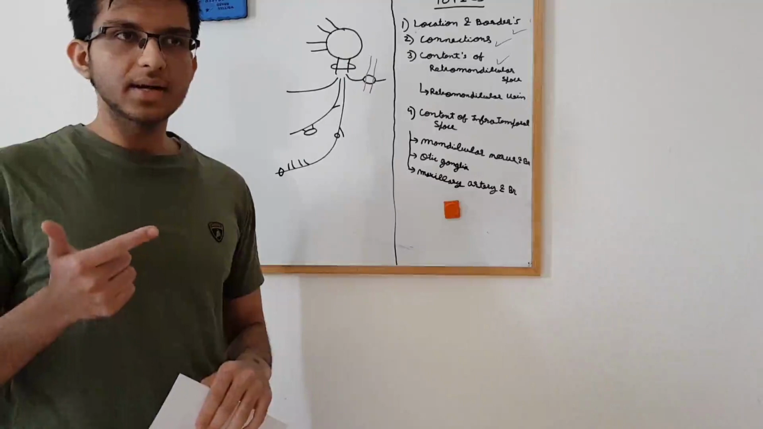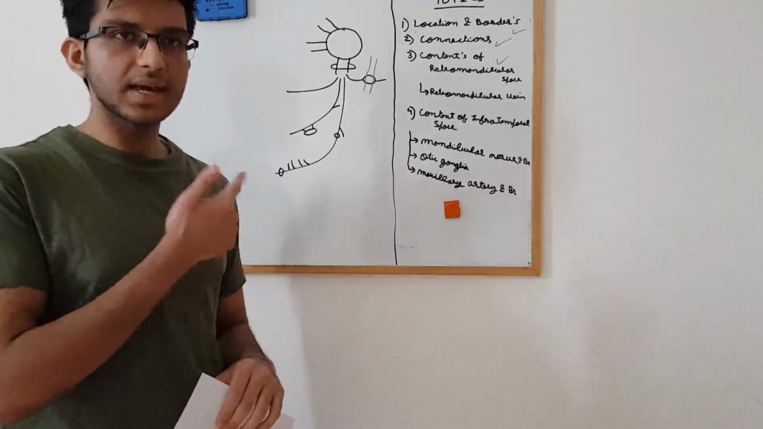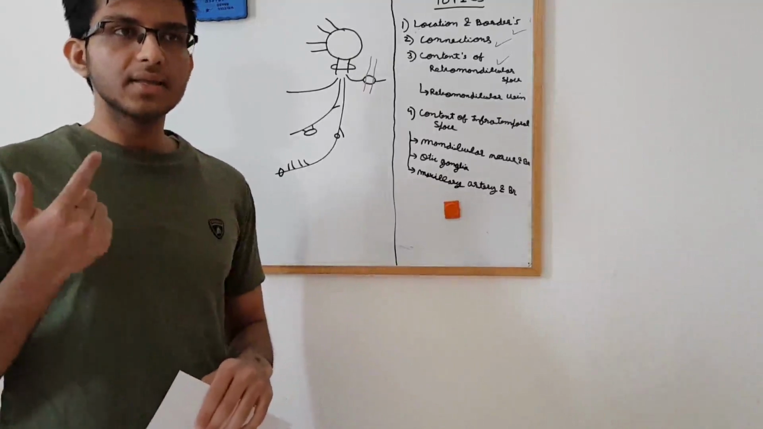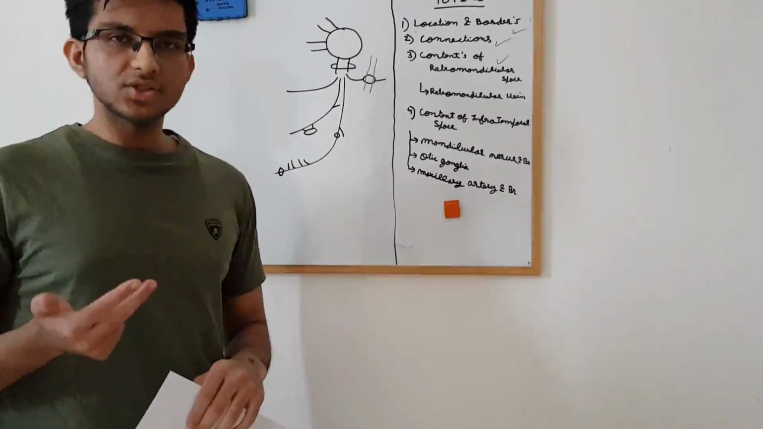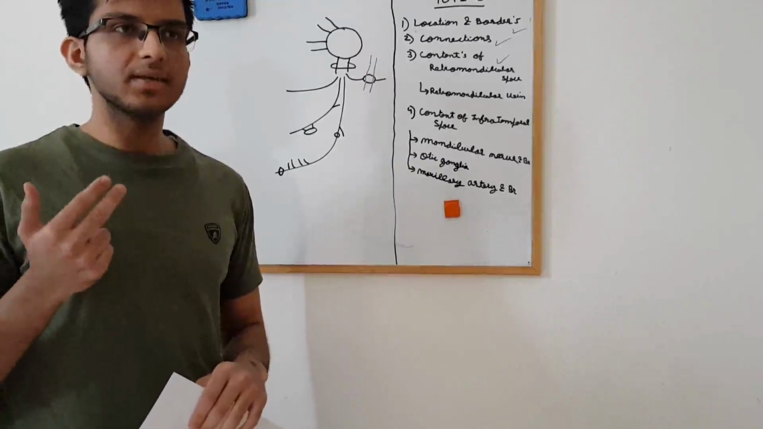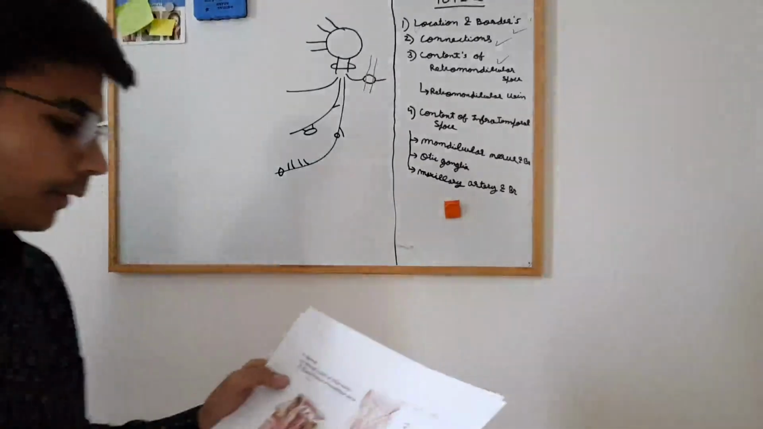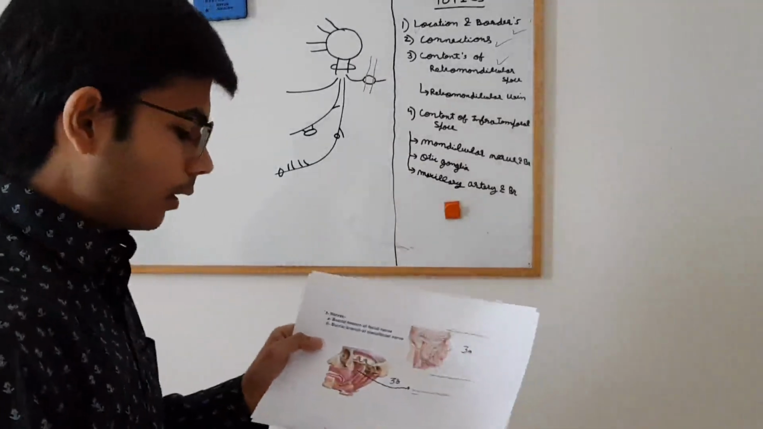The second category is the mylohyoid muscles and the anterior belly of digastric. The third one is the pharyngeal muscles. So pharyngeal muscles include the tensor veli palatini, and the fourth one is the inner ear muscles, which is the tensor tympani.